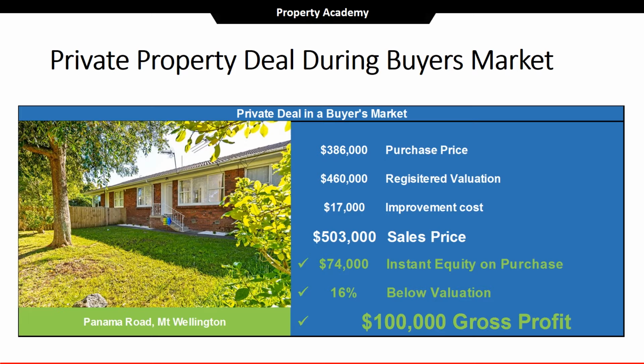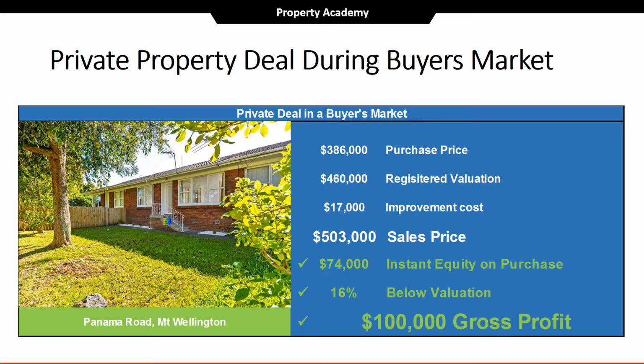So I thought that was a massive improvement, and if we had not done the renovations, I'm almost certain that we would have got nowhere near the 503,000 sales price, and it would have probably sat closer to maybe 450 or even a little bit less, because we are, keep in mind, in a buyer's market, and there's not as many buyers as there are in a seller's market. So again, an awesome deal.